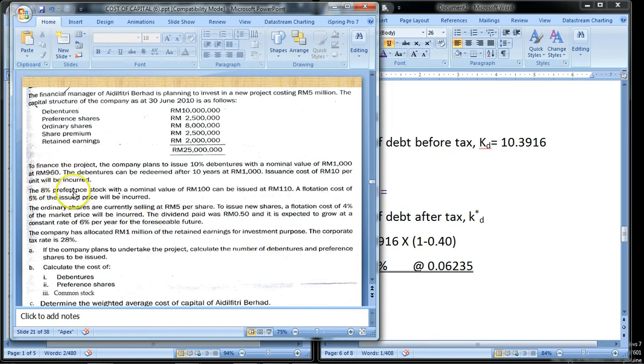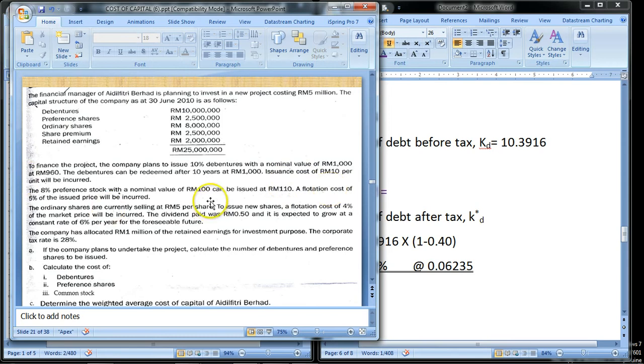So this information is on preferred stock, right? 8% preferred stock, your nominal value of 100. So this is par value, can be issued at, as I told you, sold at market price. So it's considered as market price. The flotation cost of 5% of issue price will be incurred. So 5% times 110, you will get the flotation cost.